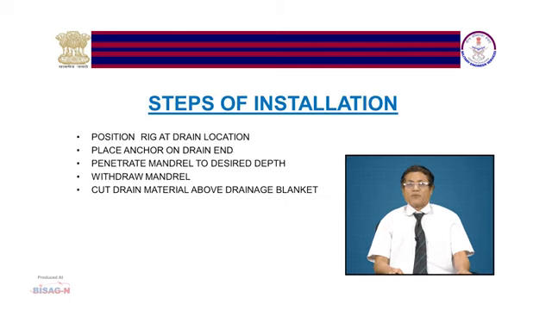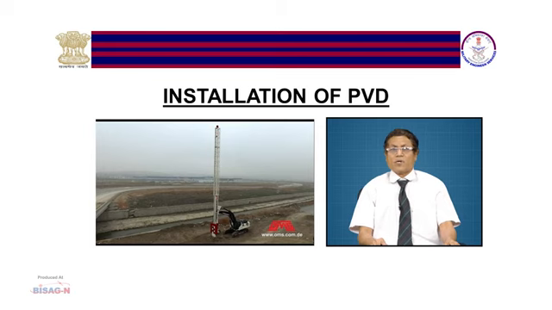Now, in brief, steps of installation. We have to first place the rig at drain location where we want to put the drain. Then we have to place the anchor on the drain end. Then through a hollow mandrel, this crane penetrates up to desired depth along with the PVDs. After reaching the required design depth, the mandrel is withdrawn, leaving the PVD at this level. After that, the PVD drain is cut above drainage blanket. This is the pictorial representation of installation of PVD.